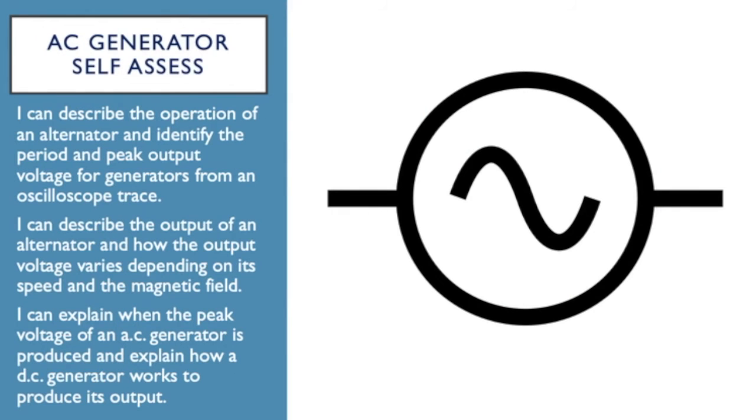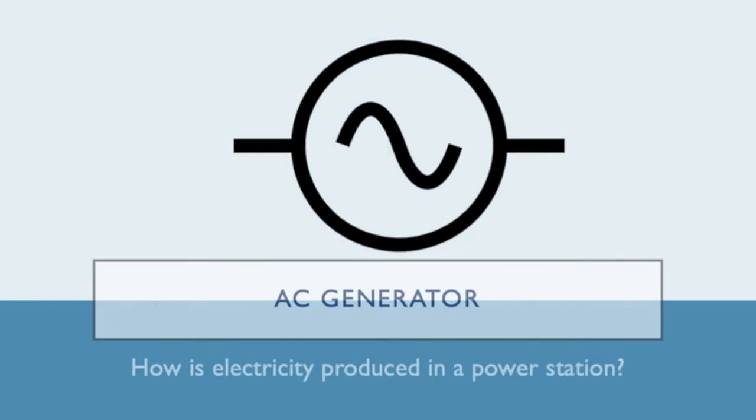So this is what you should have done by the end of this lesson. You should be able to describe the operation of an alternator and identify the period and peak output voltage for generators from an oscilloscope trace. You should be able to describe the output of an alternator and how the output voltage varies depending on its speed and the magnetic field. And you should be able to explain when the peak voltage of an AC generator is produced and explain how a DC generator works to produce its output.